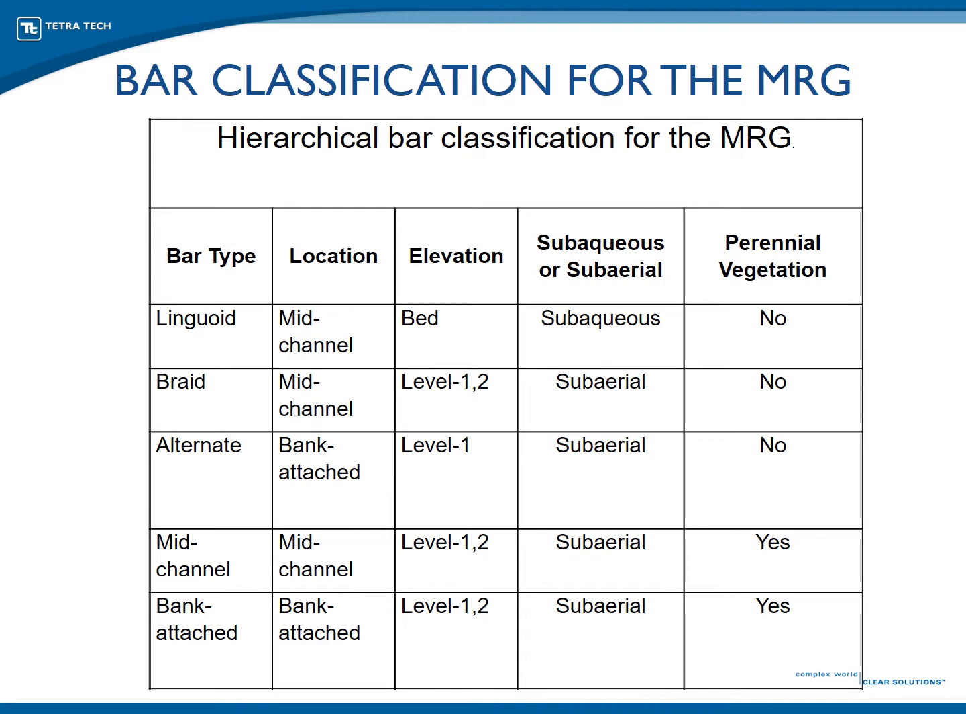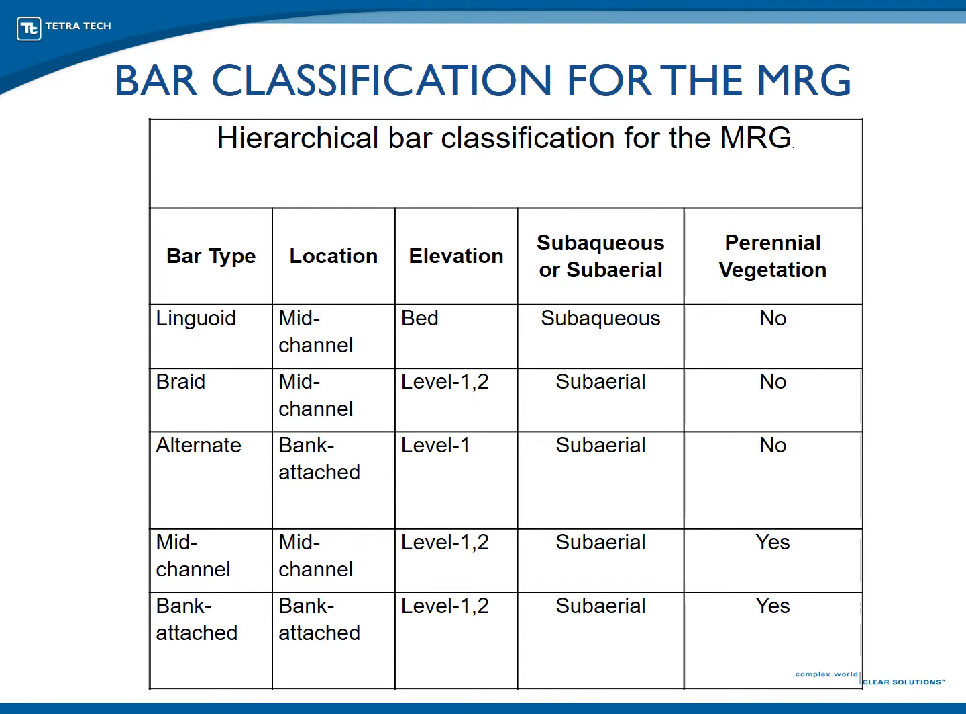Okay, so let's look at our bar classification. Based on a lot of work in other rivers, we developed a hierarchy of bars. Essentially, in the active channel, these are linguoid bars, tongue-shaped bars, the fundamental unit of sediment transport within the Middle Rio Grande. These sand waves are spaced roughly proportionally to about the width of the channel. On top of that, we have grade bars, which are erosional features.